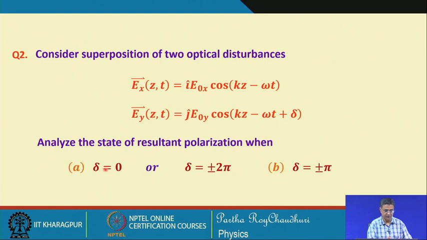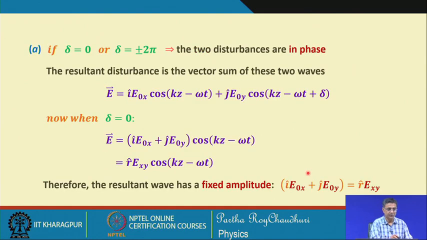So, the first case is when you take delta equal to 0 or delta equal to twice pi, what happens, and when you take delta equal to plus minus pi, then what happens. If delta equal to 0 or twice pi, the two disturbances are in phase. The resultant disturbance is the vector sum of these two waves. Therefore, you have E equal to E 0 cosine of k z minus omega t. I just take the superposition of these two waves.